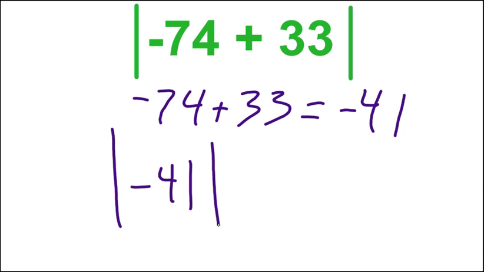So it's asking for the absolute value of negative 41. What's that? 41. The absolute value is always the positive of whatever is inside the vertical lines. Okay, so if that was a positive number, it'd still be positive. If it's negative, it's positive. Any questions on that one?